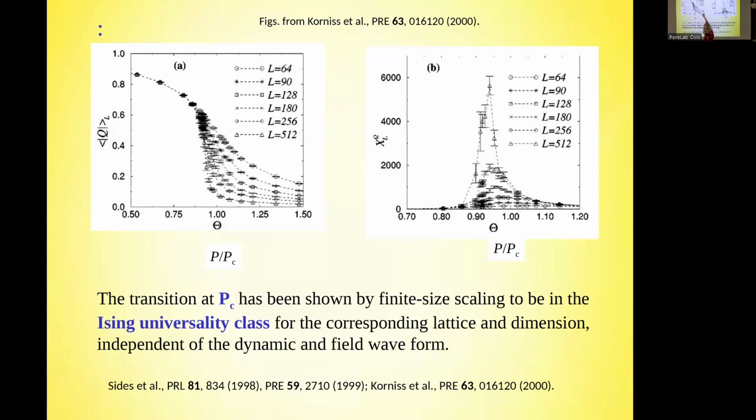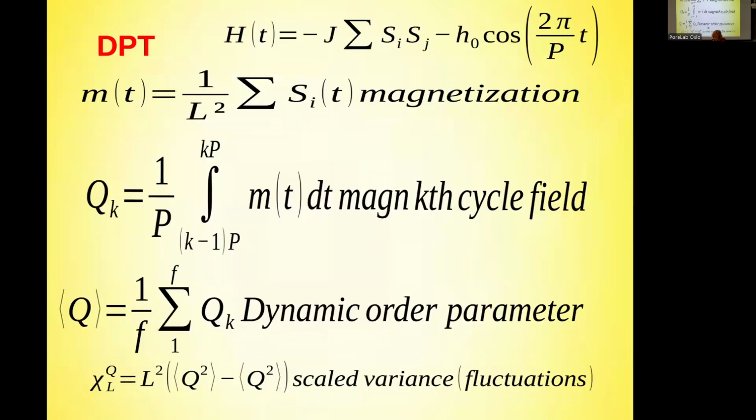And this is a very well-known phase transition that is in the Ising universality class. So the way you detect this phase transition is a strong peak at the transition point, and of course it is size dependent. Okay. So what do you measure in this kind of system?